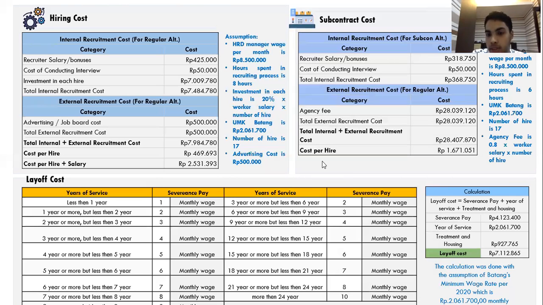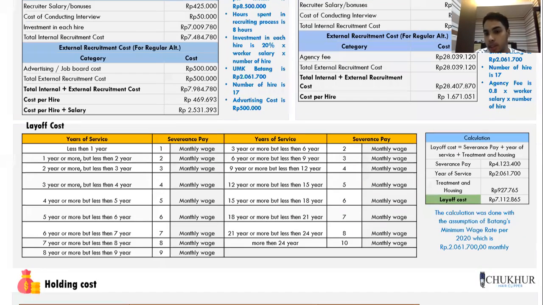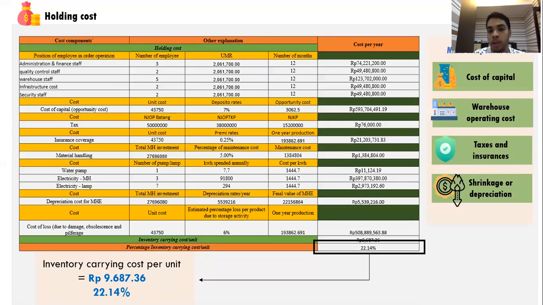For the severance pay, it is 4,123,400 rupiah. The year of service is 2,061,700 rupiah. The treatment and housing is 927,000, which are all included in the layoff cost total of 7,112,865 rupiah. The calculation was done with the assumption of the Batang UMR in 2020, which is 2,061,700 rupiah monthly.